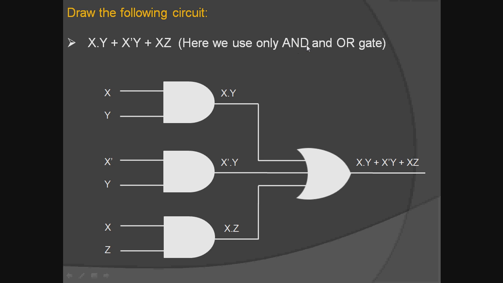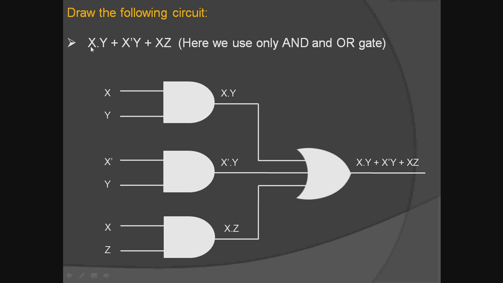Now based on this expression, we can use the fundamental or the basic gates, that is AND and OR. So we don't need to use the derived gates because it's not written here in the question that you have to use only the NAND gates or NOR gates as in the previous video. So we can use the fundamental gates.